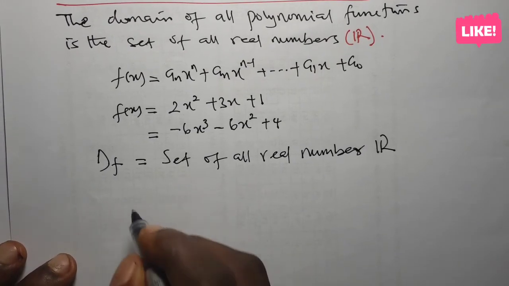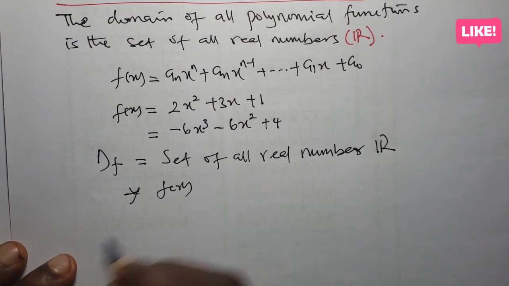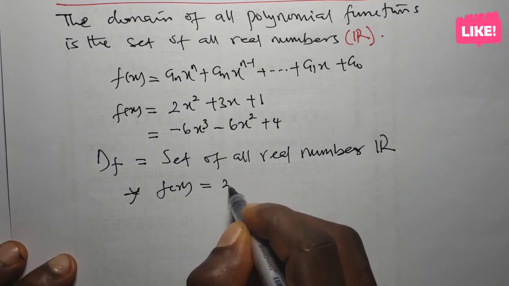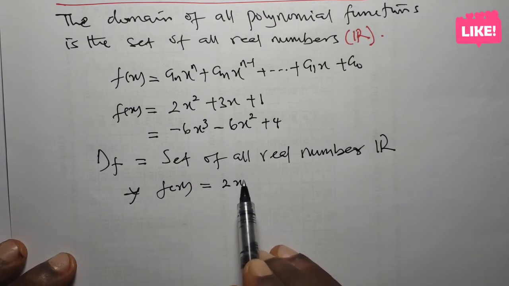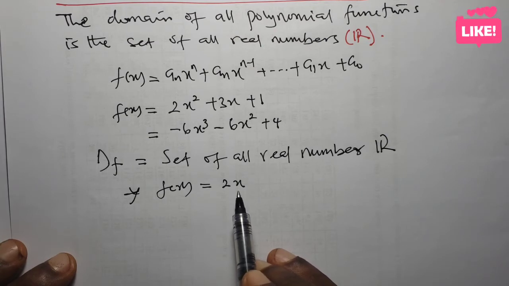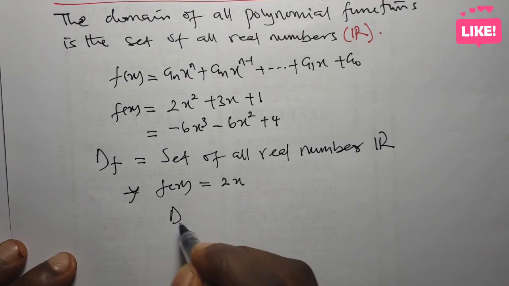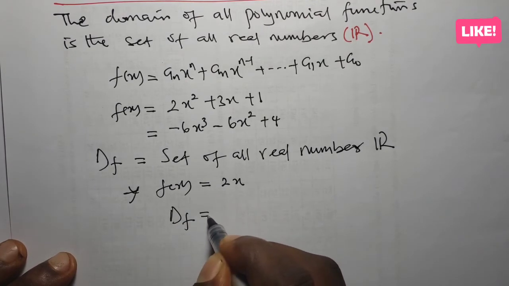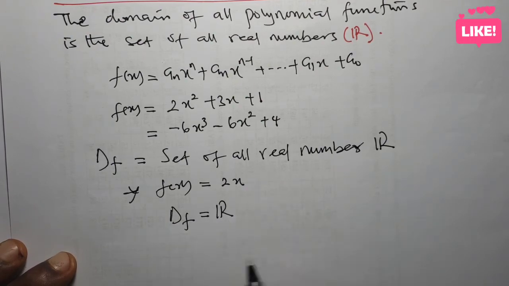Let's consider an example. Say f of x equal to, say, 2x. This is a polynomial function where the highest power of x here is 1. So we would call this a polynomial function of degree 1. Question is, what is the domain of this function? Since this function is a polynomial function, its domain is nothing but R, the set of all real numbers.